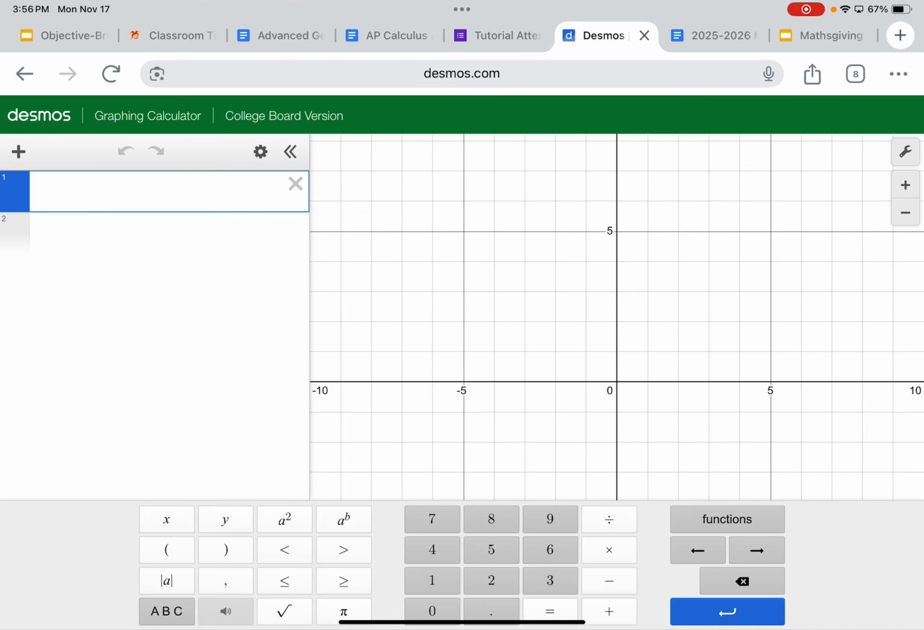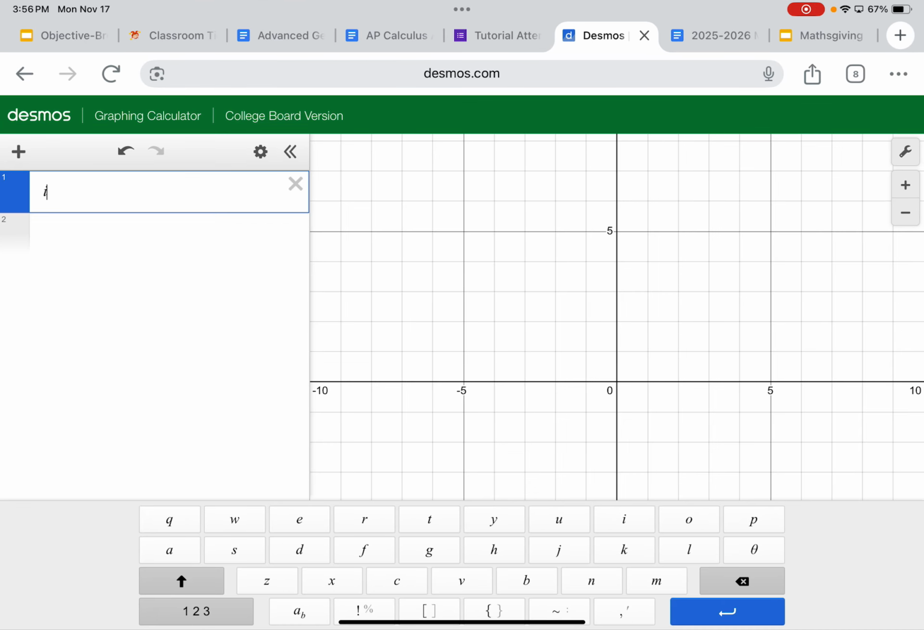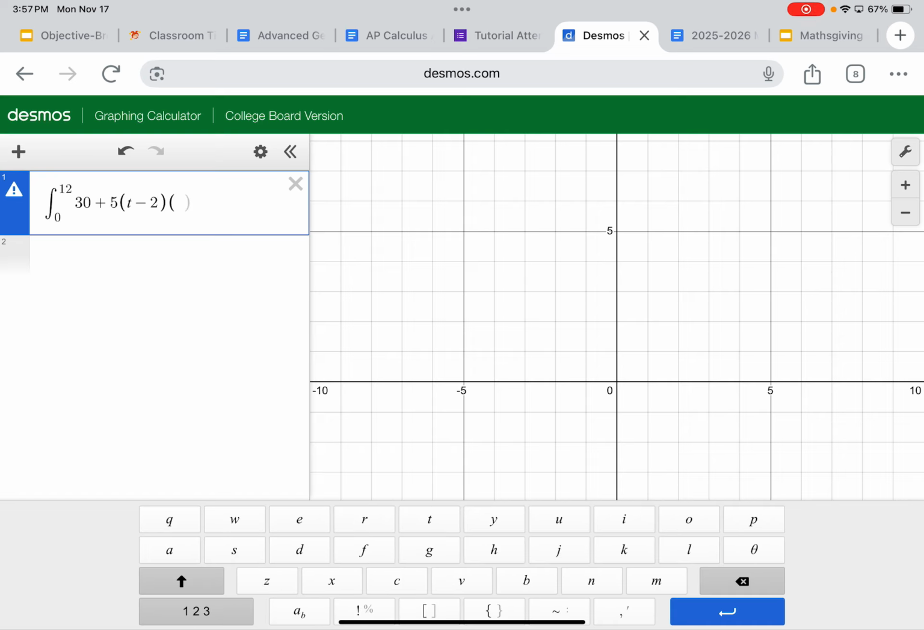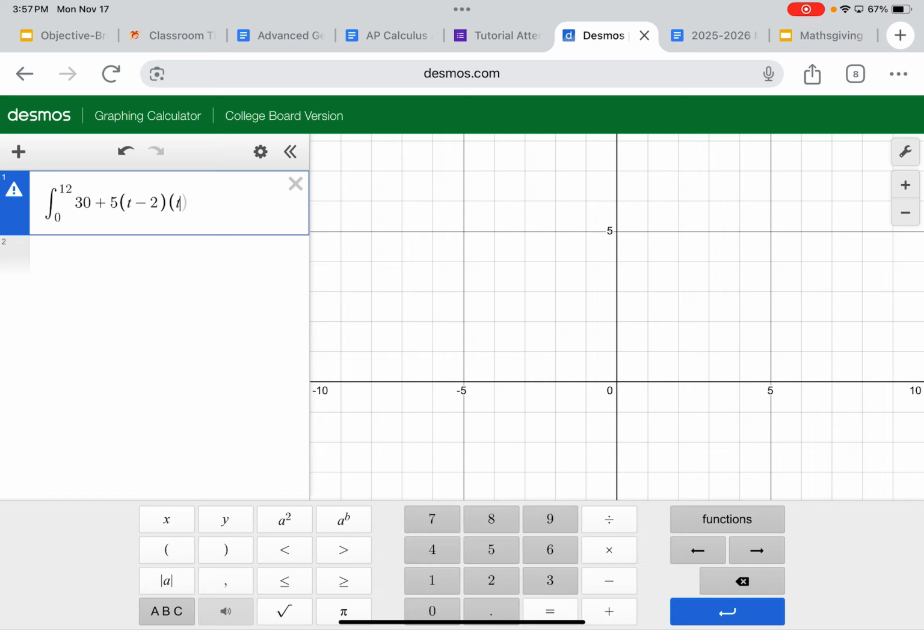So on here, if you type in int, what happens? The integral shows up. So 0 is my lower number, and then my 12 is my upper number. And type it in exactly as you see. So I see to the right of it, we have 30 plus 5. Open my parentheses. And I know we're using my t, which is perfectly fine. If you want to make that all into x's, you may. But I would highly suggest keeping the original equation as it is given to you.